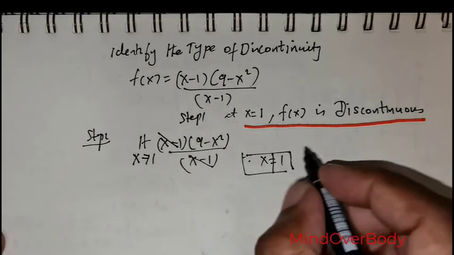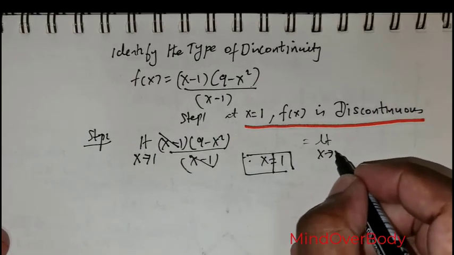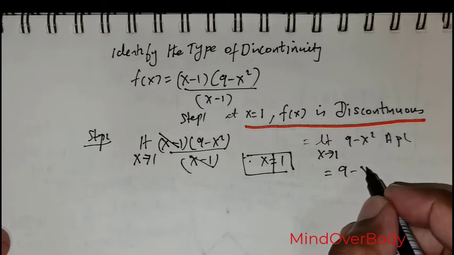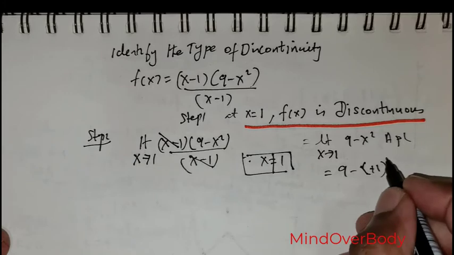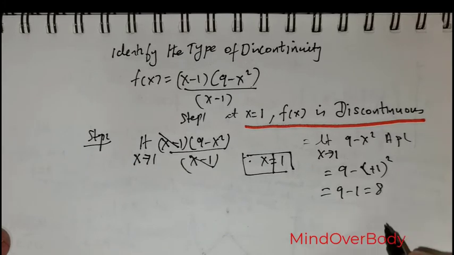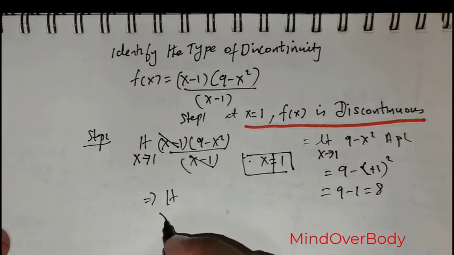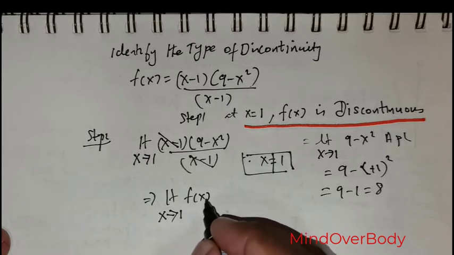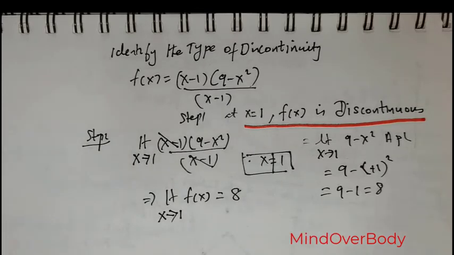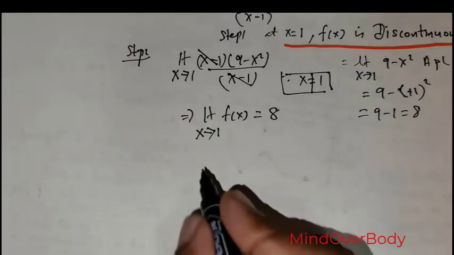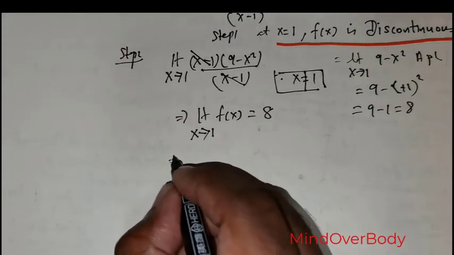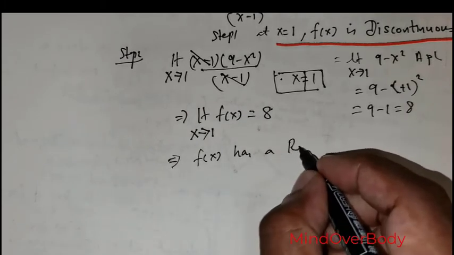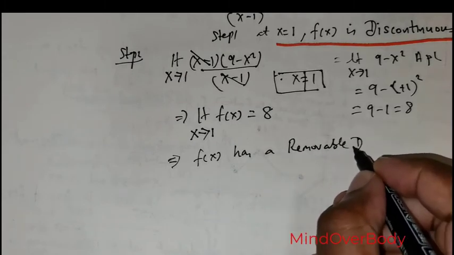Having mentioned that, you now have limit x tending to 1 of 9 minus x squared, and I'm going to apply limits. So I get 9 minus 1 raised to the power of 2, which is 9 minus 1, which is equal to 8. So this means limit x tending to 1 of the function has a value. That's critical. Now, since the limit of the function exists, this means f of x has a removable discontinuity.